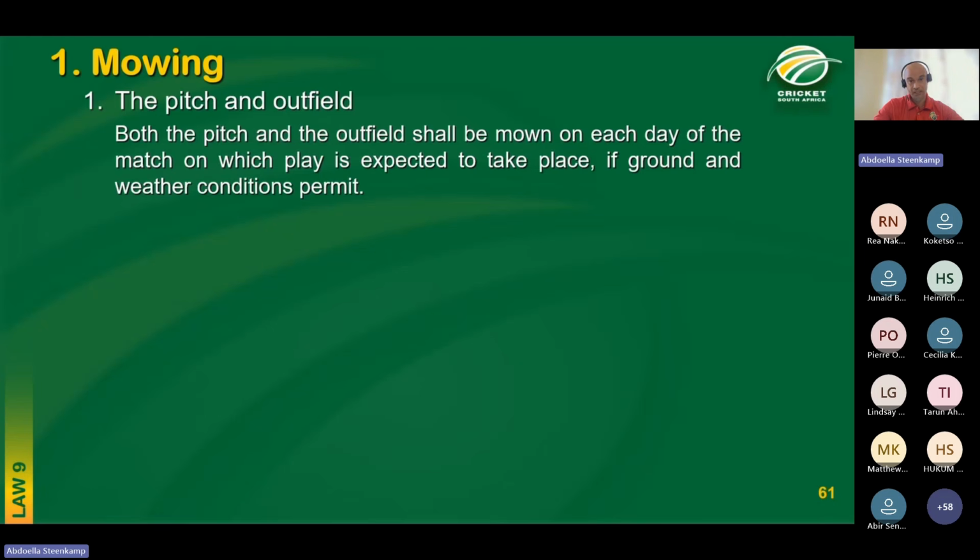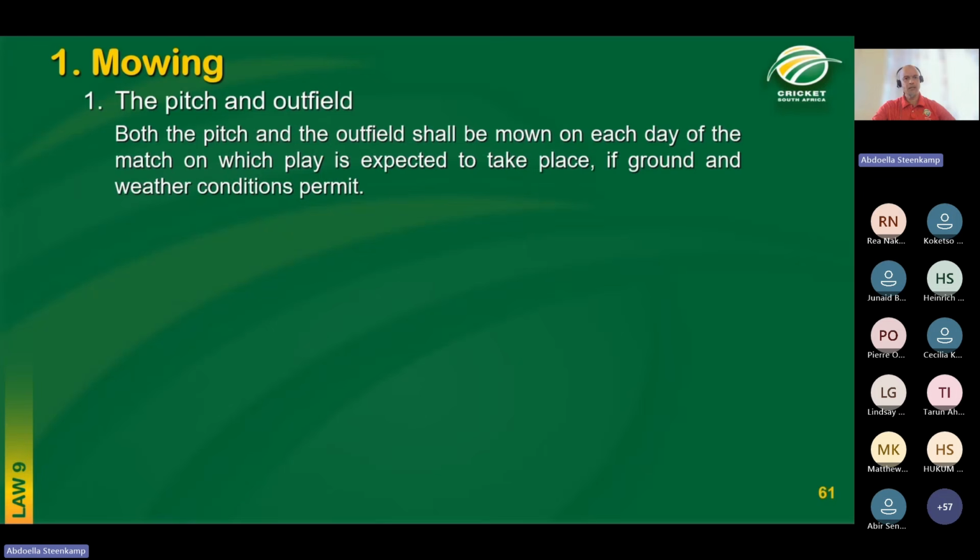The law also guides us in terms of what time, but it's telling us the law wants both the pitch and the outfield to be mowed on day 2, day 3, day 4, and day 5. So when we get there the morning of day 3, they want the pitch and outfield to be mowed. Similarly, day 4 and day 5.